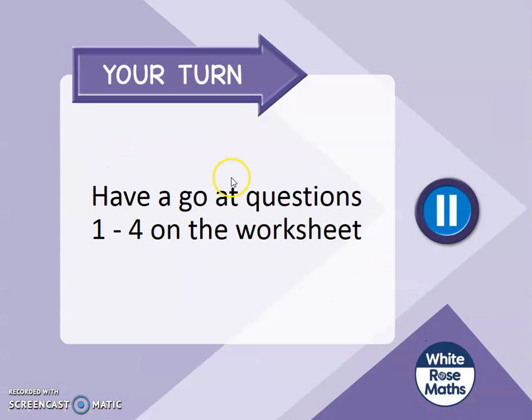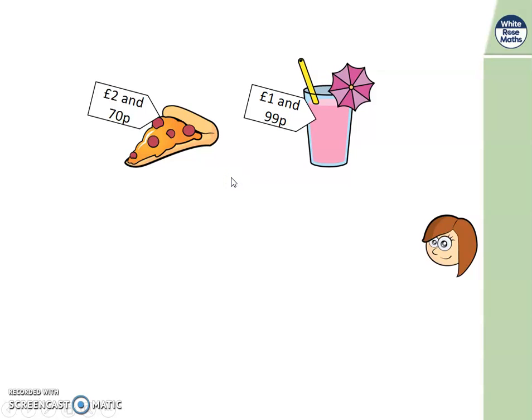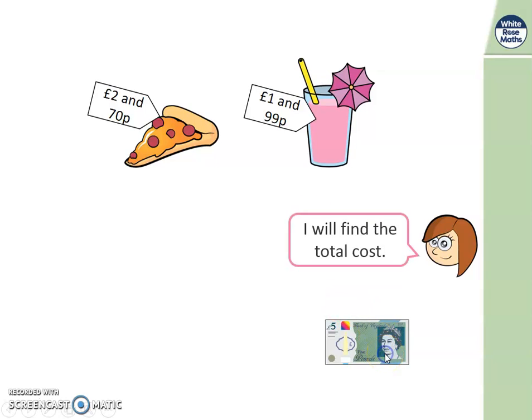Let's continue our learning. Now here we can see that she would like to buy pizza and a drink. Have a look at the prices. And she's got £5 to spend. She'd like to know what the total cost would be.